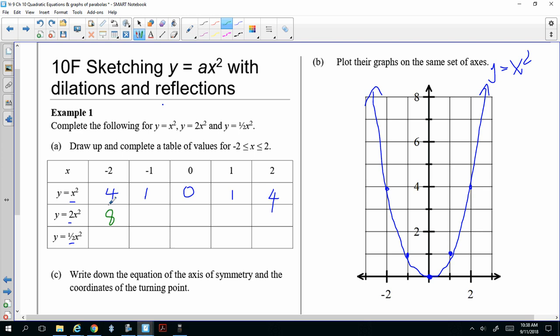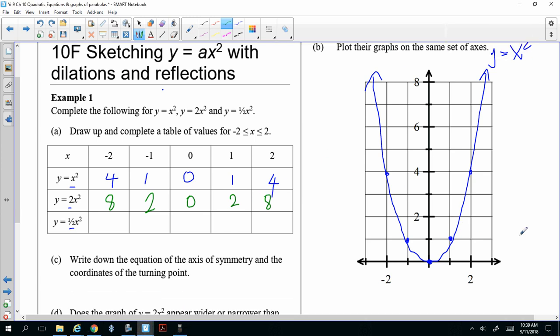So 2x squared means you double the y value after you square. So the next one you get 2, 0, 2, 8. Does that make sense? Continue on. So we're going to plot the points. 0 here, 2, and 8.